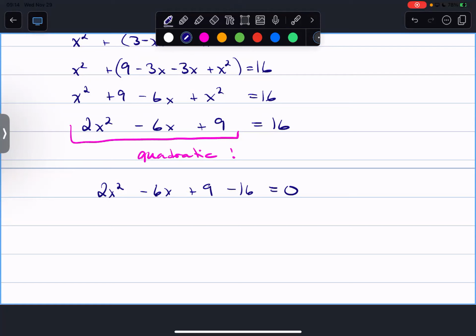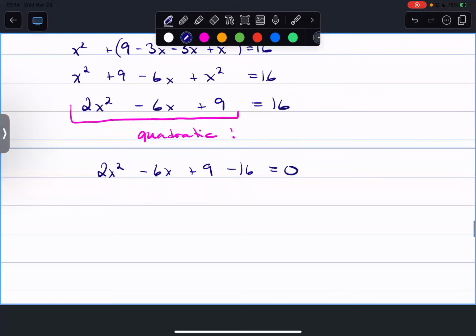Okay, we're doing it. 9 minus 16, so I don't mess things up too bad. 2x squared minus 6x minus 7 is equal to 0. So a is 2 in my quadratic formula, b is -6, and c is -7. You might have the gift, I do not, so I don't waste my time trying to find factors or anything. I just go for the quadratic equation.